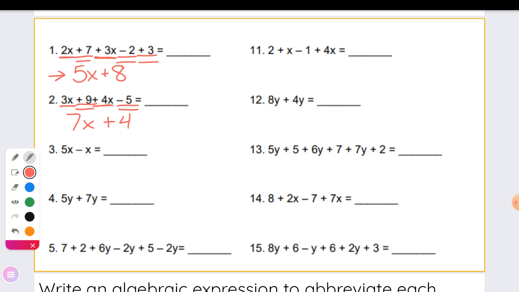Next one. Who thinks they know? 5x minus x. What do I have to know, Livy, to be able to simplify this? Would you take the x away? No, it's not already simplified. Jude, what do you have to know? You would put the 1 in front of it. There's an invisible 1. So, Livy, now what's 5x minus 1x? 4x.